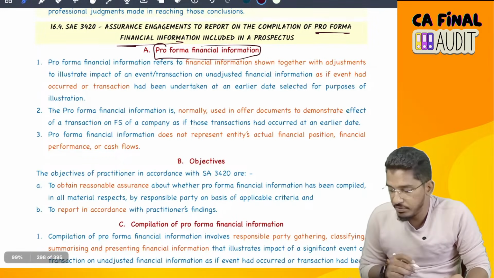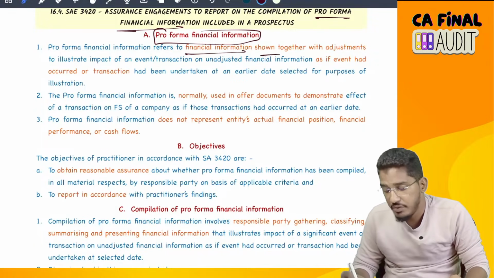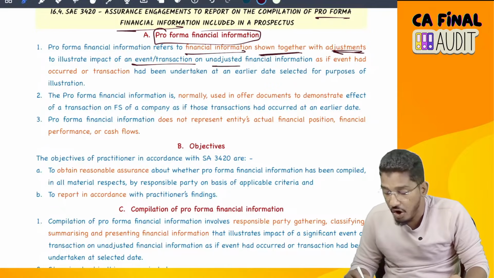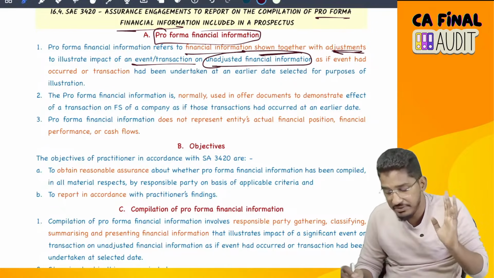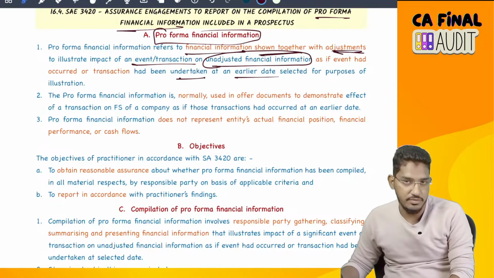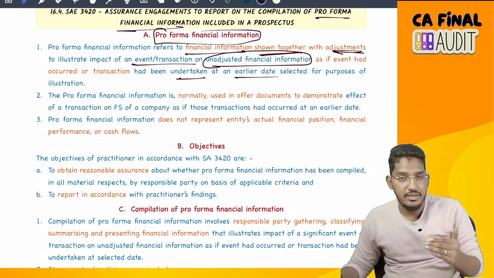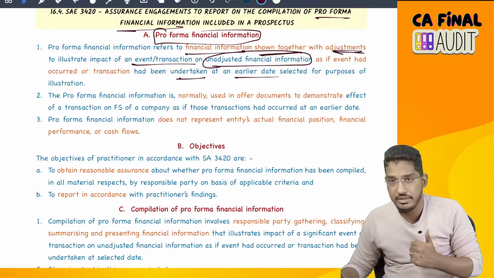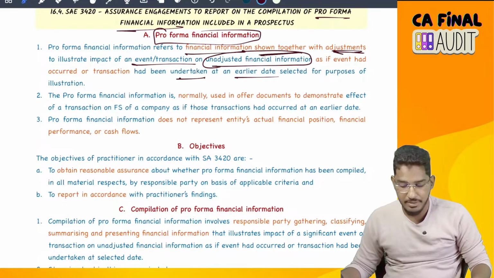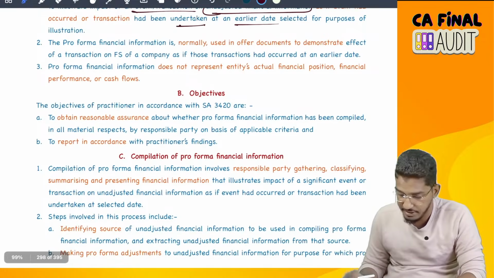First of all, what is the meaning of pro forma financial information? They say that pro forma financial information refers to financial information which is shown together with adjustments to illustrate the impact of an event or transaction on unadjusted financial information, as if the event has occurred or the transaction has been undertaken at an earlier date selected for the purpose of illustration. So some transaction is about to take place in the future, but they will imagine as if the transaction has taken place at an earlier date, and what could have been the impact. They do the adjustments to the unadjusted financial information, and from that you get the resulting information. That resulting information we call pro forma financial information.